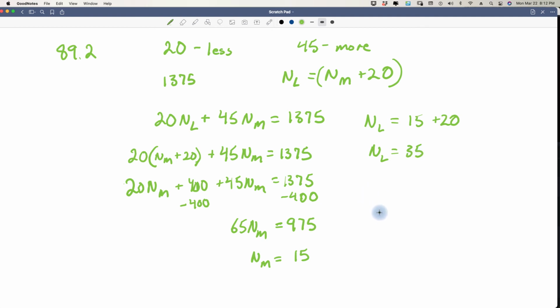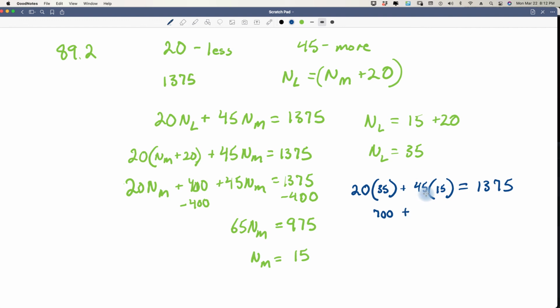All right, so if we wanted to check that, we could sub in. I'm going to change it to blue to show our check. We could sub in the values, since we have the values. So the number of less expensive dresses was 35, plus the value of the more expensive dresses was 45 times the number of the more expensive, which was 15, should equal 1375. So let us see if that is the case. So 20 times 35 is going to be 700.